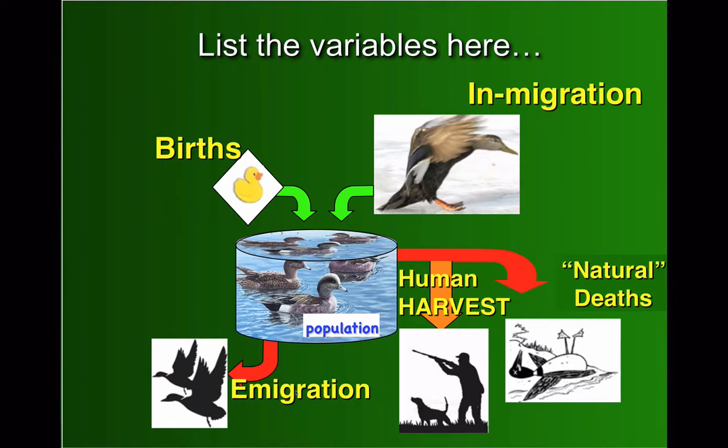So which ones are outputs? These three are outputs. These two are inputs. The green ones are inputs. The red ones, red and orange, are outputs.